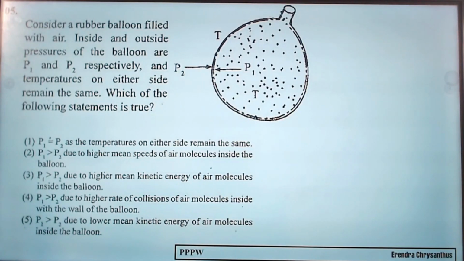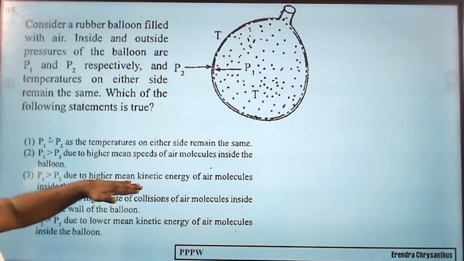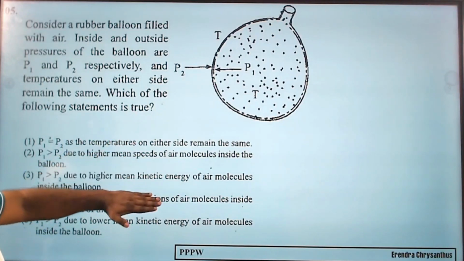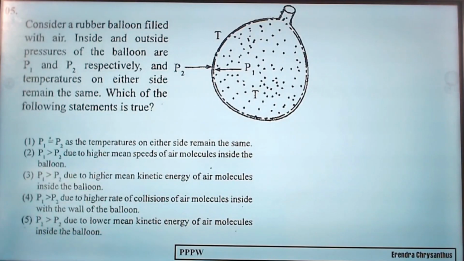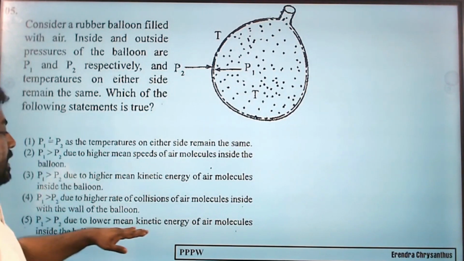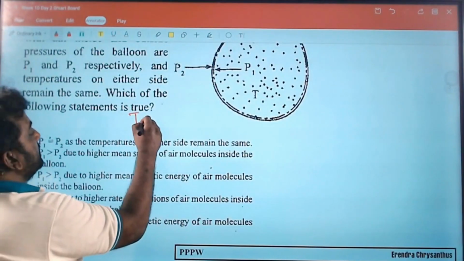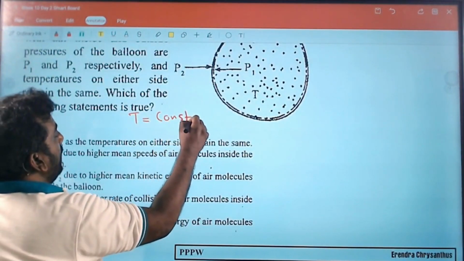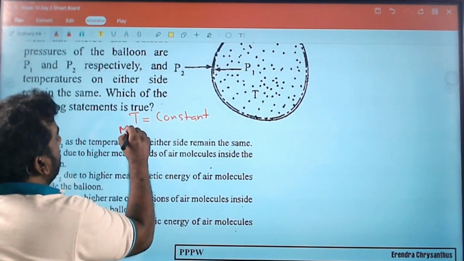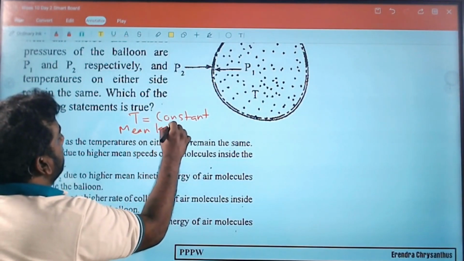Now remember, kinetic energy depends on temperature. Temperature same means kinetic energy same. P1 larger than P2 due to high rate of collisions of air molecules inside with the walls of the balloon. Now that may be correct. P1 larger due to low mean kinetic energy. Remember this: temperature constant, mean kinetic energy same.